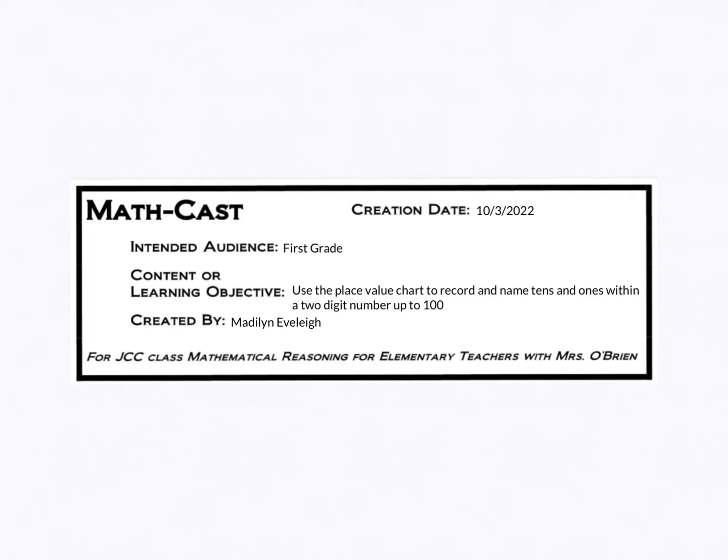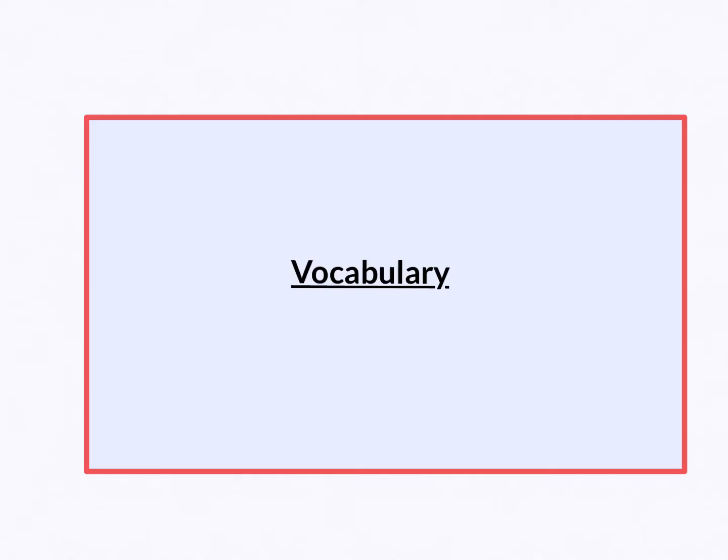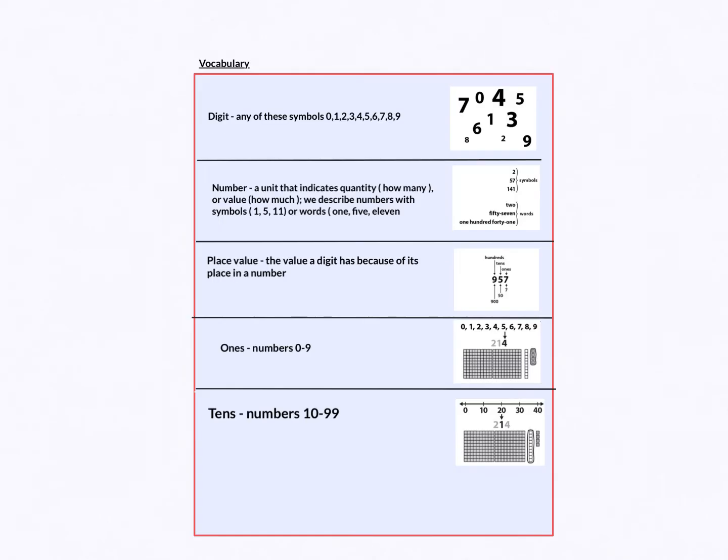Our intended audience is first grade, and our learning objective is to use the place value chart to record and name tens and ones within a two-digit number up to 100. In order to get started, we do need to go over some vocabulary. Today we will be reviewing the words digit, number, place value, ones, and tens. So let's start with looking at digit.